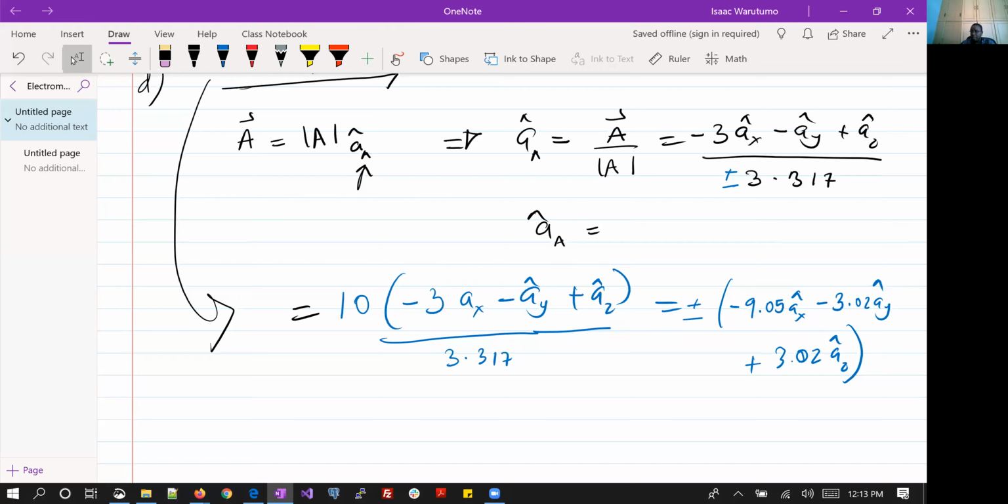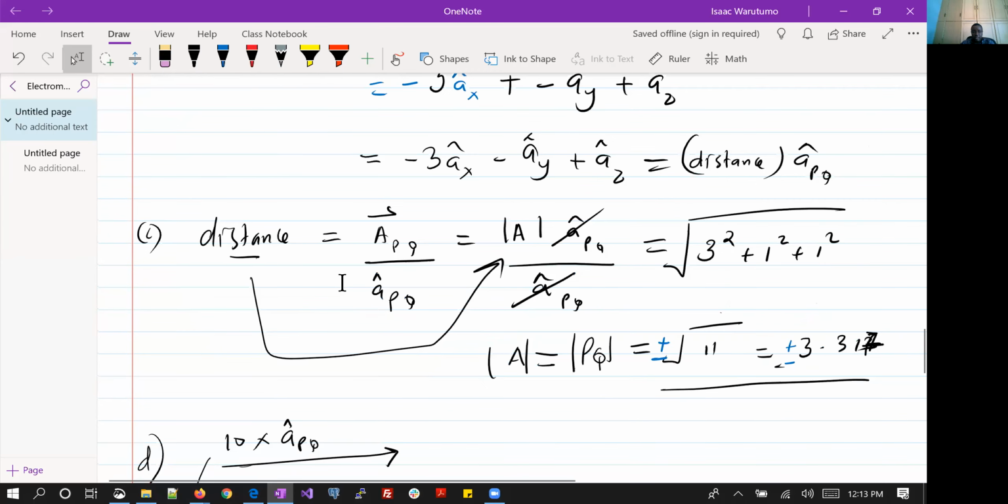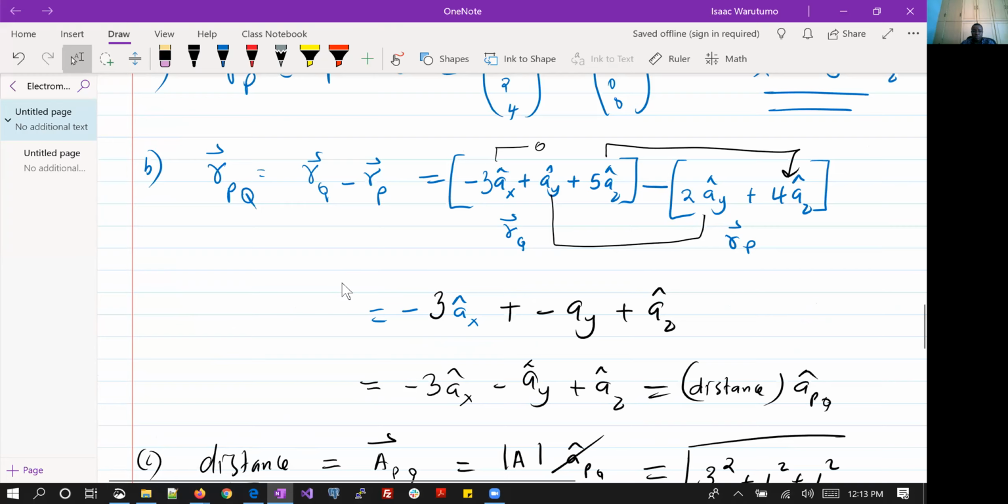Brian Morena is asking me to repeat part B. Of course, part B is right here. We said this was asking for the distance vector, and the distance vector is, whenever you find RPQ from point P to Q, you always take the last one to be the starting point. So we are going to say Q minus P, and R is the position vector. It was given by this, and RP was given by this.